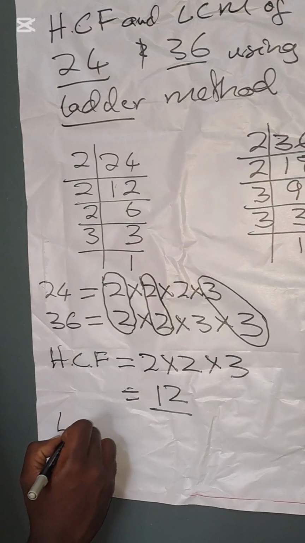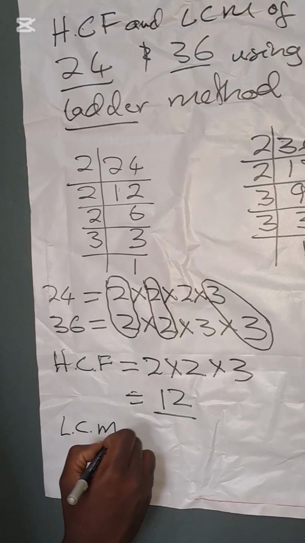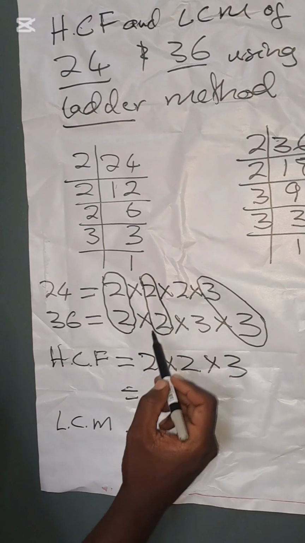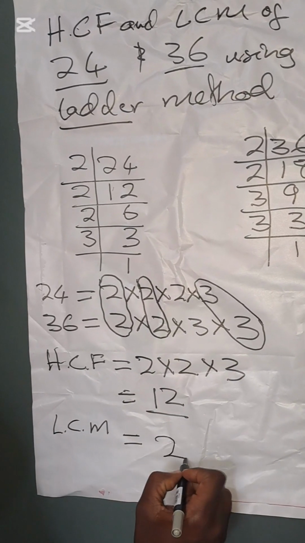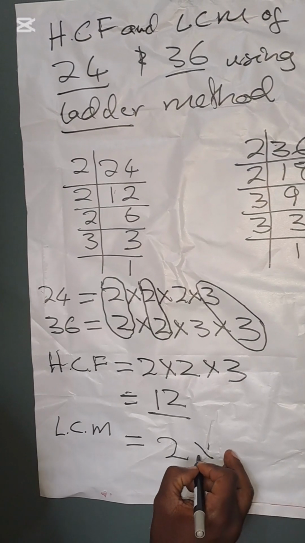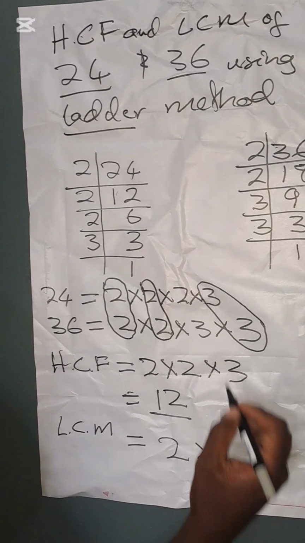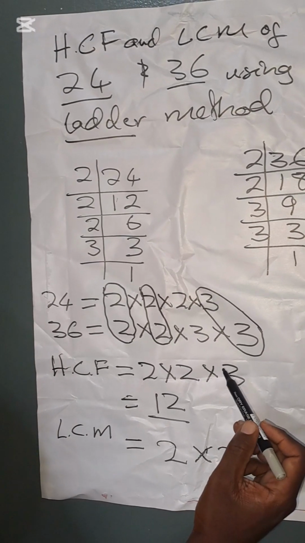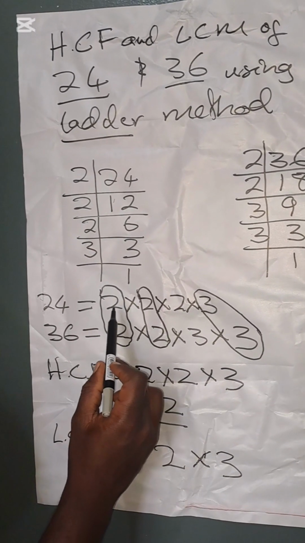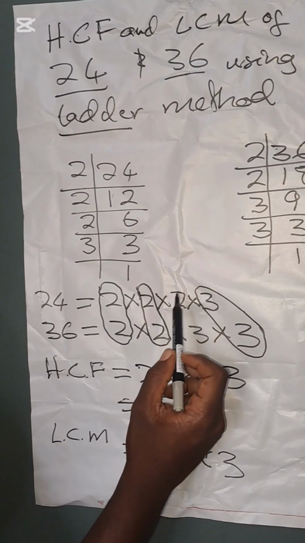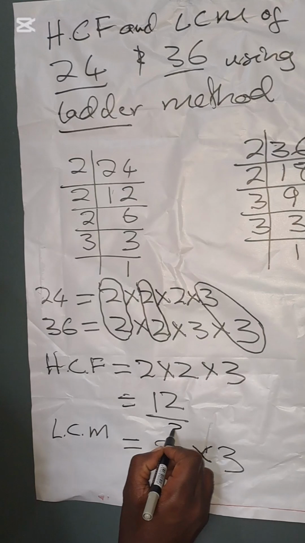Now for the lowest common multiple, I am going to take all the factors that are there. I've got a 2, a 2, then I'm going to multiply, I've got a 3. Now I'll check with the highest number of exponents. For 2 on 24 I have 1, 2, 3. Yet on 36 I only have 2. So I take the highest exponent, which would be a 3 there.